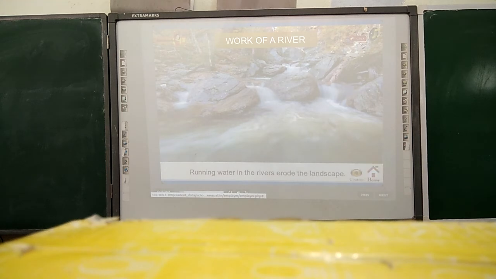The work of a river: running water in rivers erodes the landscape. When the river works, the water always flows from a higher level to a lower level. Due to the force of high speed, running water in the rivers erodes the landscape. Erode means breaks. It breaks the landscape, breaks the land. Right? So the land gets diverted.